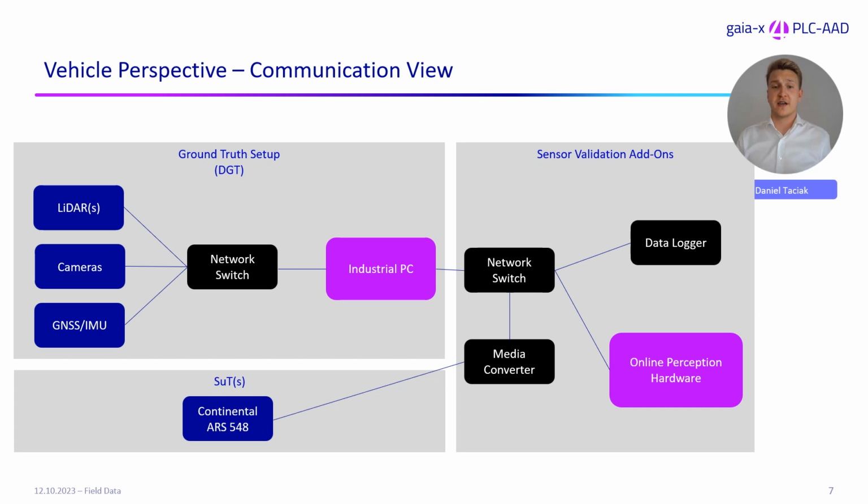Using a combination of gigabit and 10 gigabit connections, the ground truth data, as well as the data from the SUT, is aggregated, pre-processed, for example undistorted, and recorded on an industrial-grade computer located in the rooftop box. Further processing like pre-labeling or anonymization is then done on our online perception hardware mounted in the trunk of the Q5. This anonymization, for example, helps us remove personal or identifying information from the camera imagery by blurring it. Let's take a quick look at our output data.